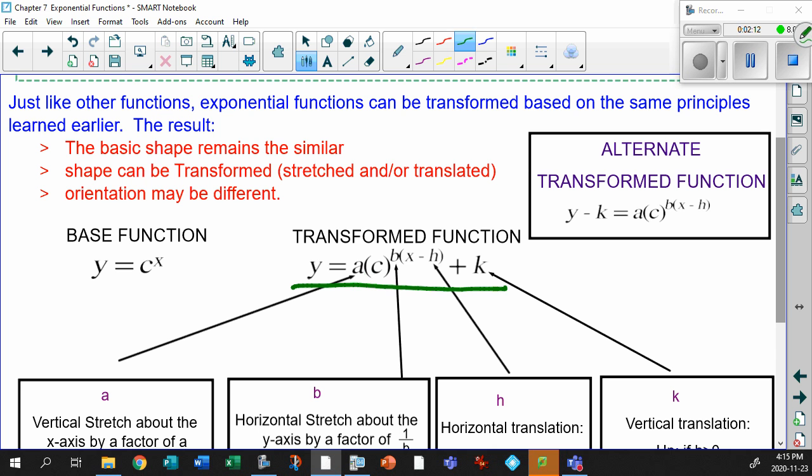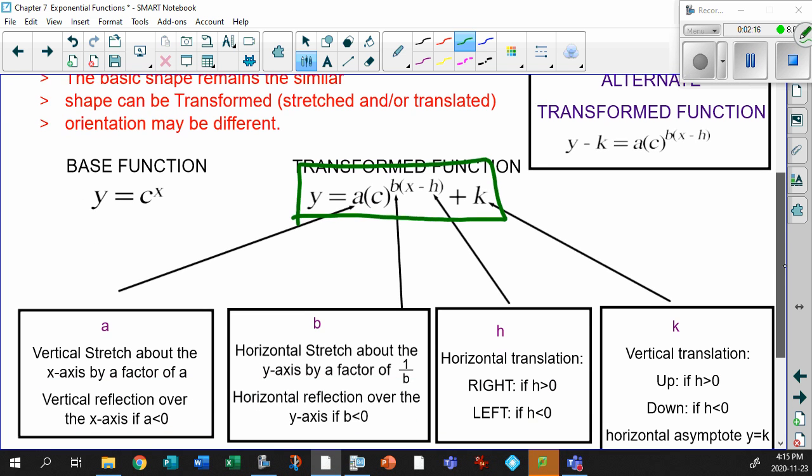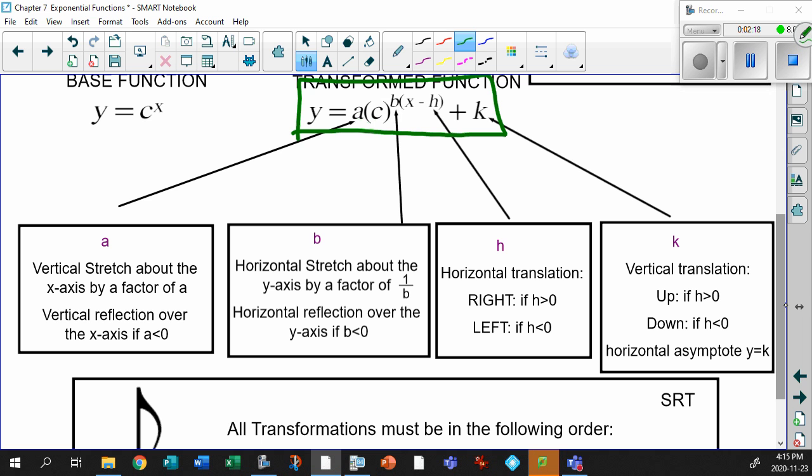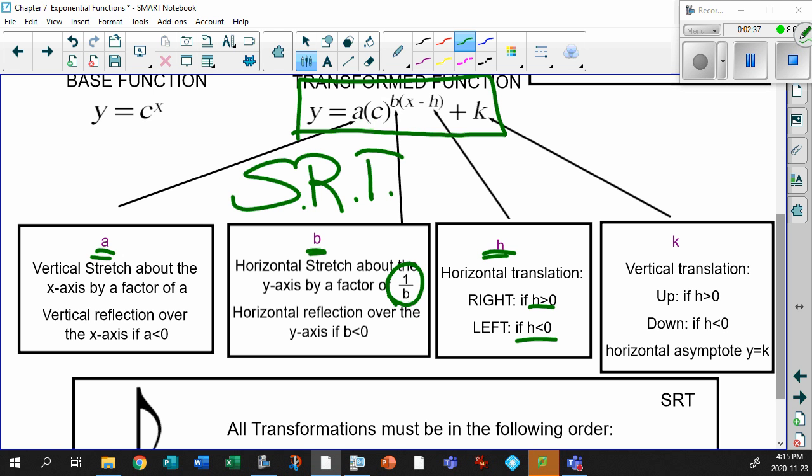Yes, there's the formula. All the stretches are there. All of the translations are there. All of the reflections are there. You just have to remember SRT, the order, because of BEDMAS. So a is still a vertical stretch. b is still a horizontal stretch, and you still have to flip it. h means right if it's positive, left if it's negative. k is up when it's positive, down when it's negative.